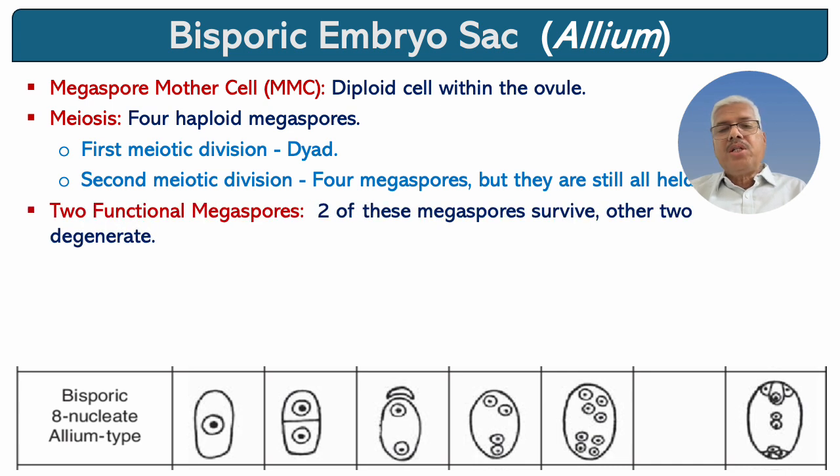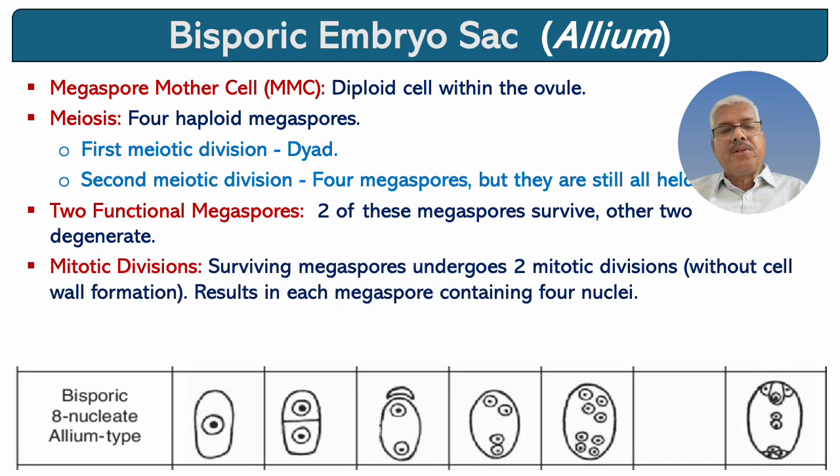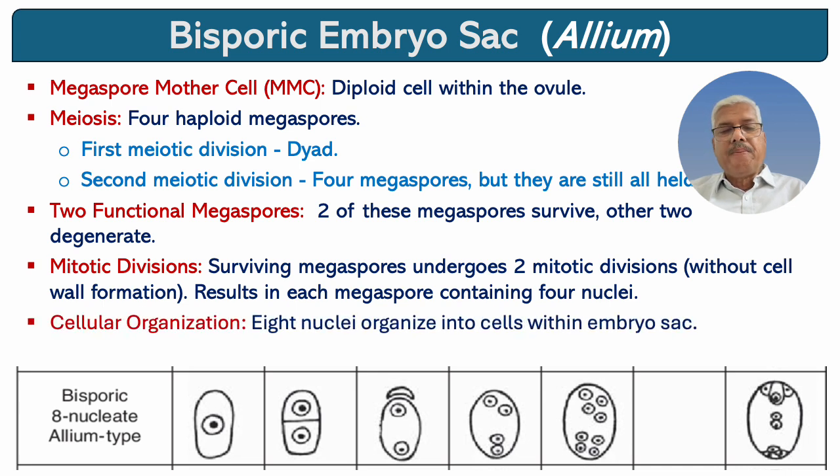Two of these megaspores survive while the other two degenerate. Typically, it is the two megaspores at the chalazal end that persist. Each of these two surviving megaspores undergoes two mitotic divisions. Nuclear division occurs without cell wall formation. This results in each megaspore containing 4 nuclei.